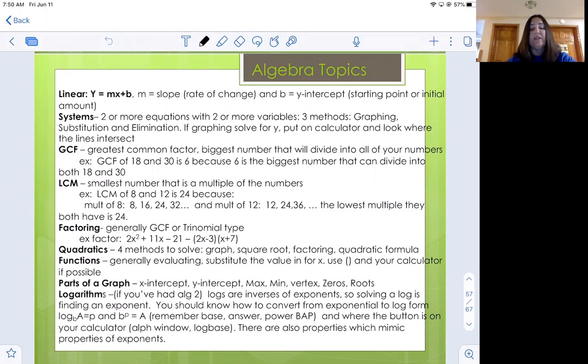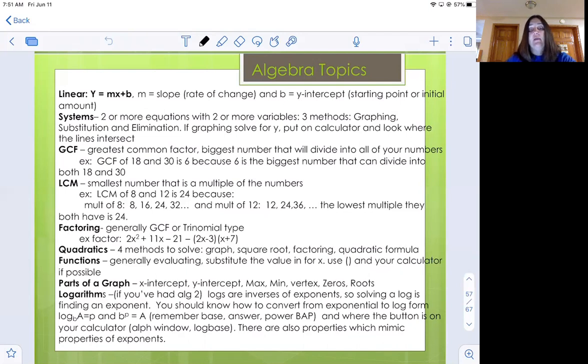A lot of people mix that up with our least common multiple. That is the smallest number that both of them can go into. So for instance, here it's using 8 and 12, and the least common multiple is 24, because 24 is divisible both by 8 and by 12.